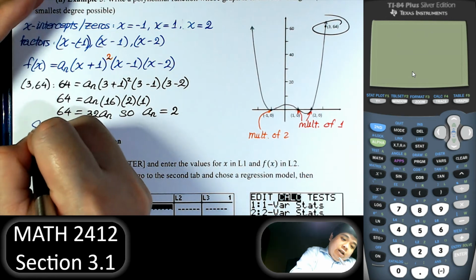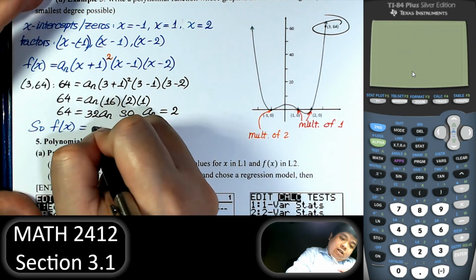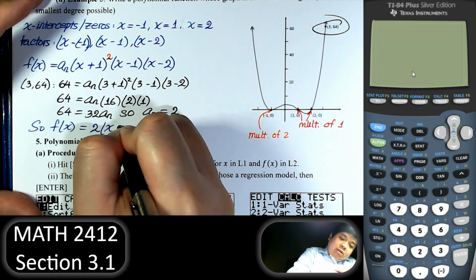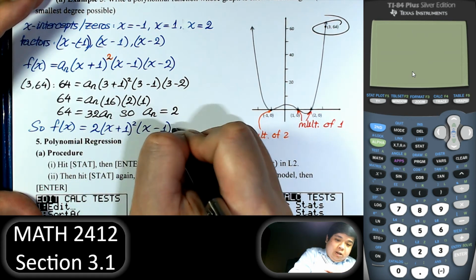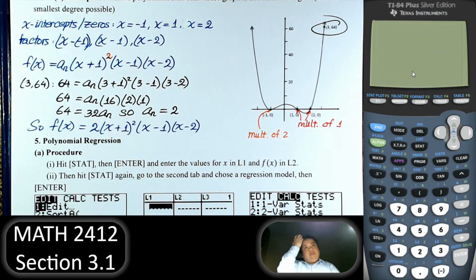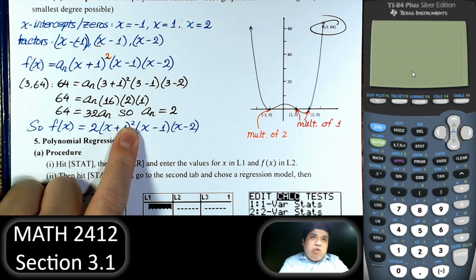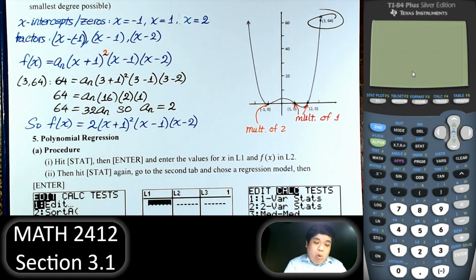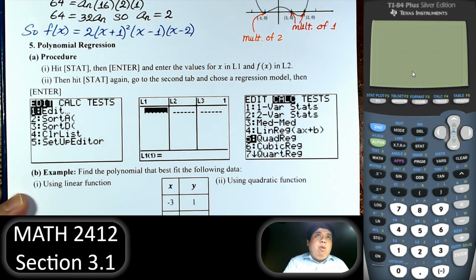So the function that we will have is 2 times (x plus 1) squared, times (x minus 1), times (x minus 2). And of course, we choose the one with the smallest possible degree. Yeah, we can make this to the 4th power, but like I said, we want the one with the lowest degree.